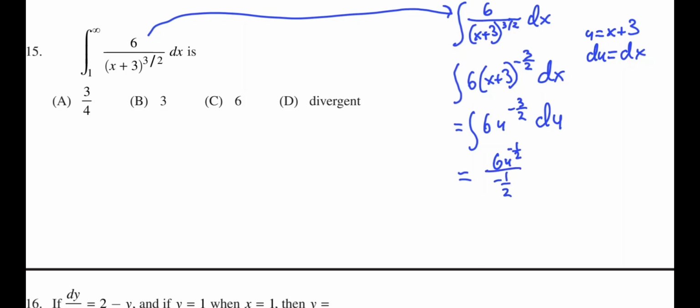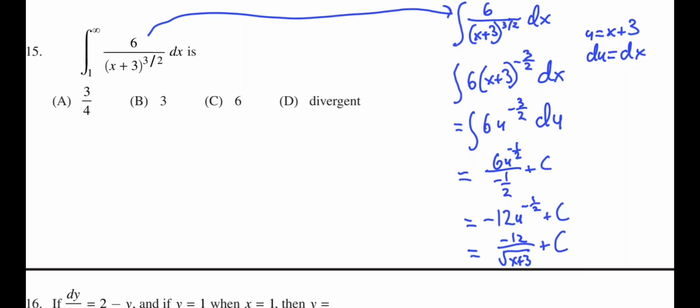And then plus c, of course, and that would be equal to 6 divided by negative 1/2, which would be 6 times negative 2, so negative 12, times u to the power of negative 1/2, plus c. Let's plug the u back in for what u really was. So this becomes negative 12 over the square root of u, which is x + 3, plus c. All right, so that would be the indefinite integral.